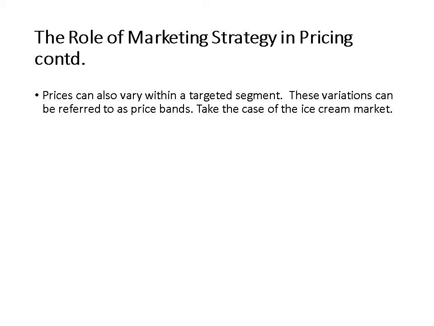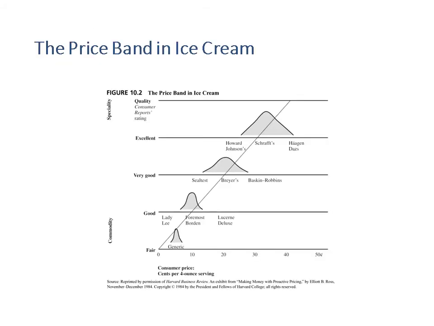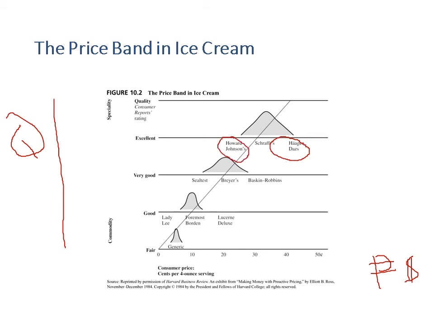Price can also vary within a targeted segment, and these variations are referred to as price band. Let's take the case of an ice cream market. Here you can see that on this y-axis, this is the quality, and this is the price, or US dollars for that matter. And these are the companies that are excellent quality, very good quality, and fair quality. And if you talk about good quality, so this is the price. So you talk about these players.